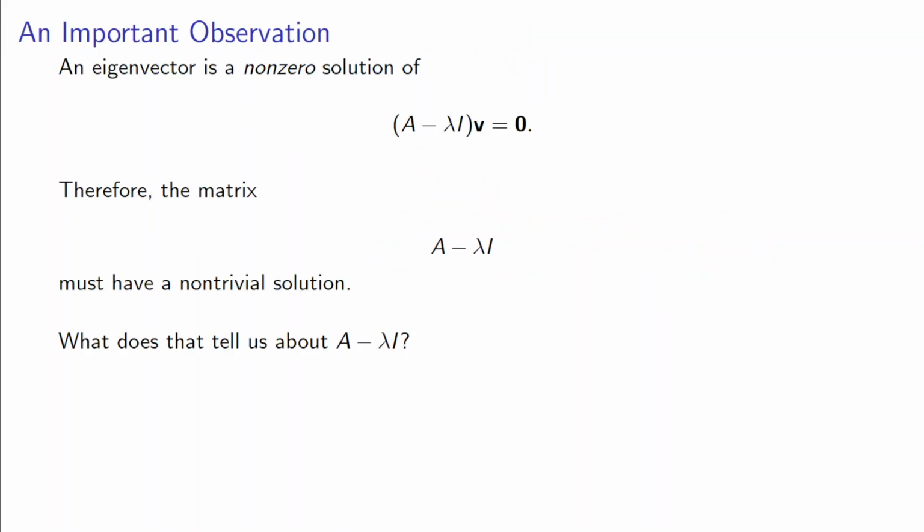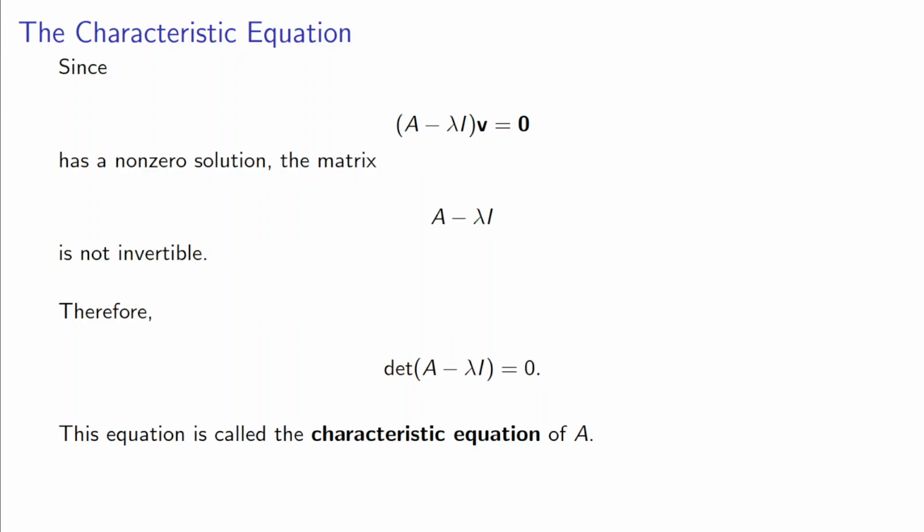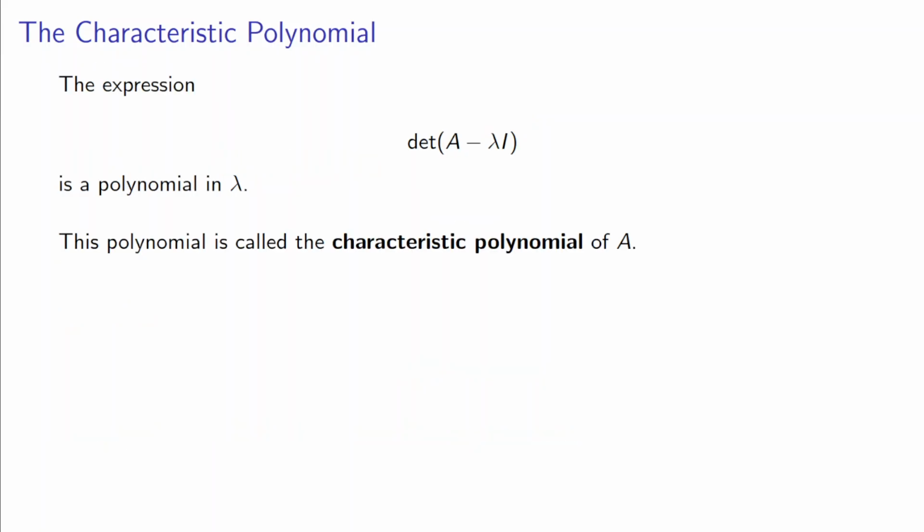So an eigenvector is a non-zero solution of (A − λI)v = 0, the zero vector. So the matrix A − λI must have a non-trivial solution. What does that tell us about A − λI? It means that the determinant of A − λI must equal 0, because A − λI must not be invertible. And this equation is called the characteristic equation of A.